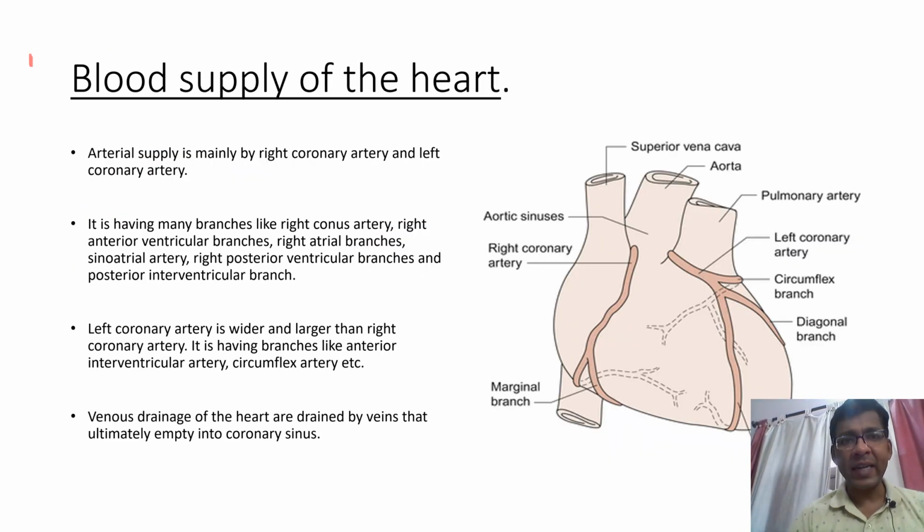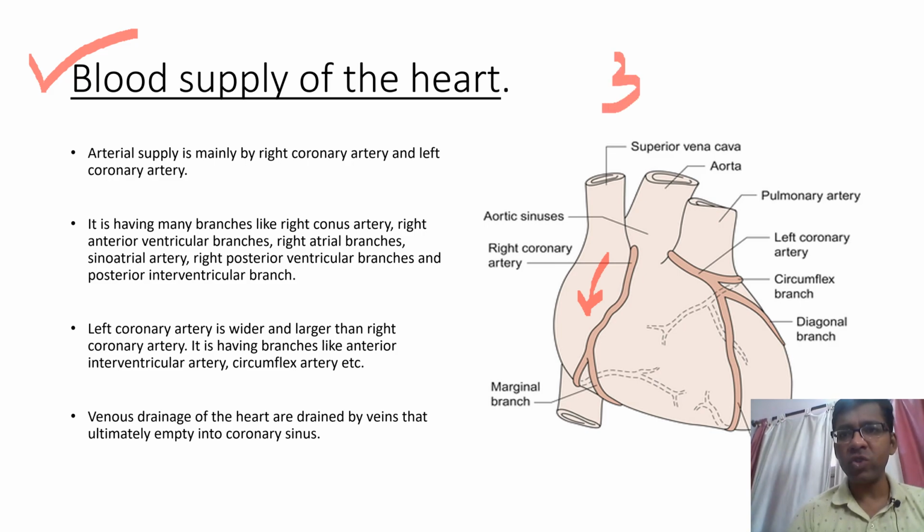Coming to the blood supply of the heart itself, meaning which arteries and which veins supply the heart and keep this heart tissue viable. So we have already studied there are three layers of the heart, that is pericardium, myocardium and endocardium. So how do they get blood supply? The heart itself is sending blood throughout the body, and each and every cell and each and every organ is getting blood because of the heart. But how does the heart get blood itself?